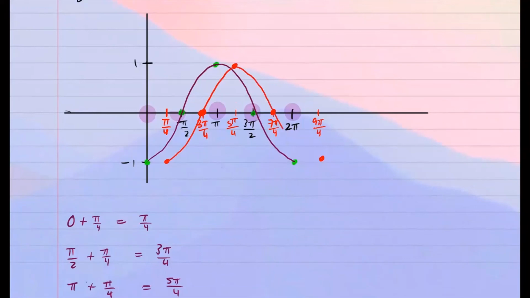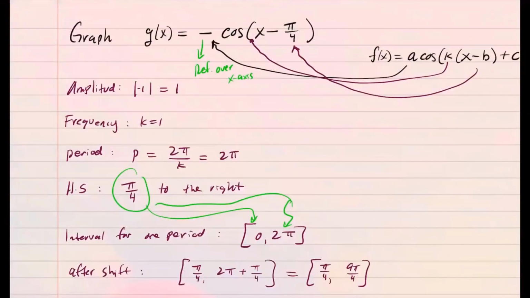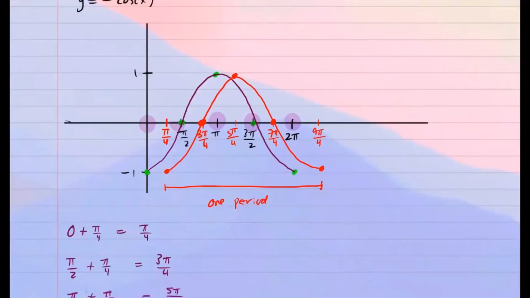So here's our cosine wave for one period. From here to here, this is one period. So you can see the length is 2 pi, and the interval for one period is pi over 4 to 9 pi over 4. So the red is representing our final sketch, which is negative cosine of x minus pi over 4. All right, so this is it. I hope this makes sense.